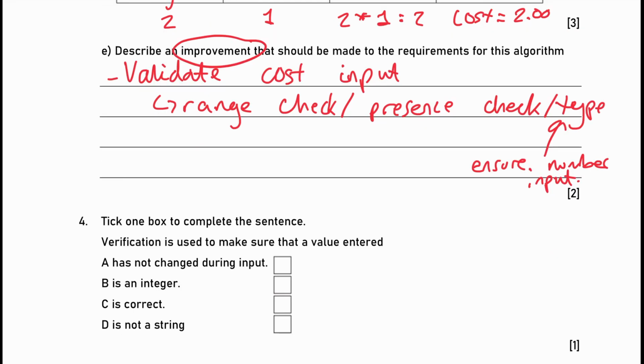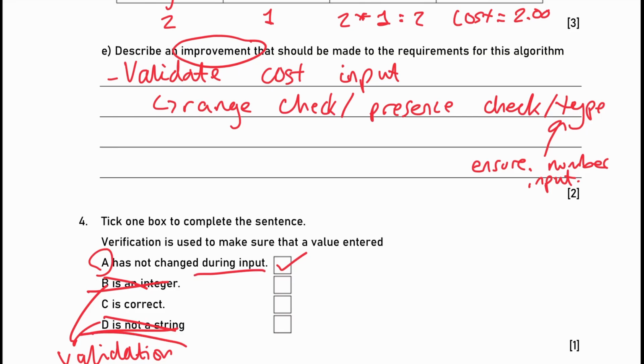Question 4, tick 1 box to complete the sentence. Verification is used to make sure that a value entered has A, not changed during input, B, is an integer, C, is correct, and D, is not a string. Well, B and D, fairly obviously not those. They will be types of validation. C is quite vague. How do we know if data entered is correct or not? Which leaves A, and this is a clear definition of verification, to make sure data has not been changed during input. So again, make sure you're familiar with validation and verification. Make sure you know the differences and that you can explain the 5 types of validation techniques and the 2 types of verification, which are double entry and visual check.